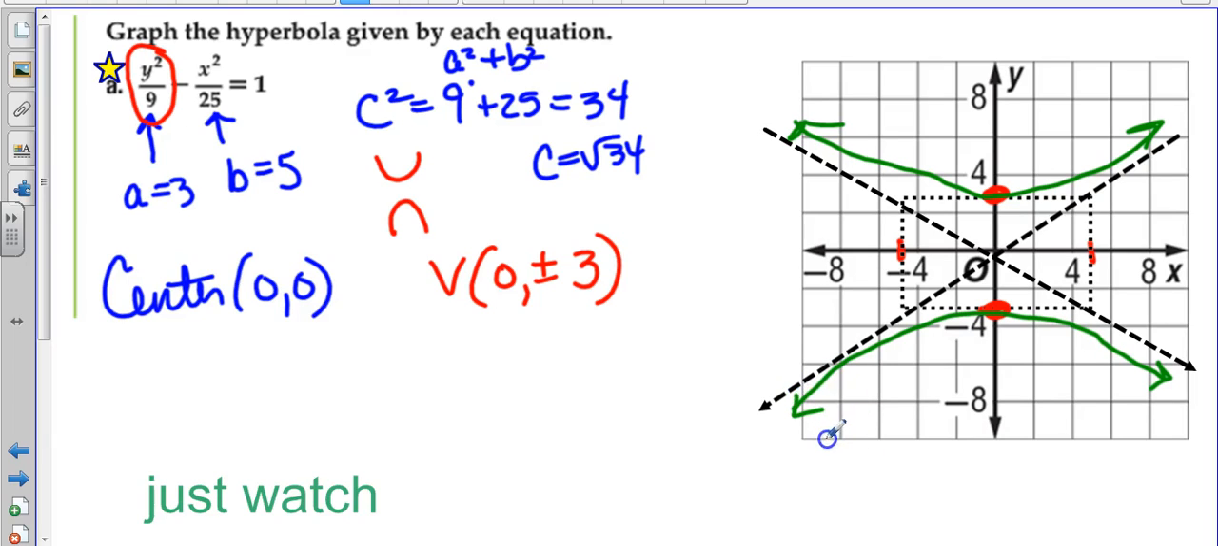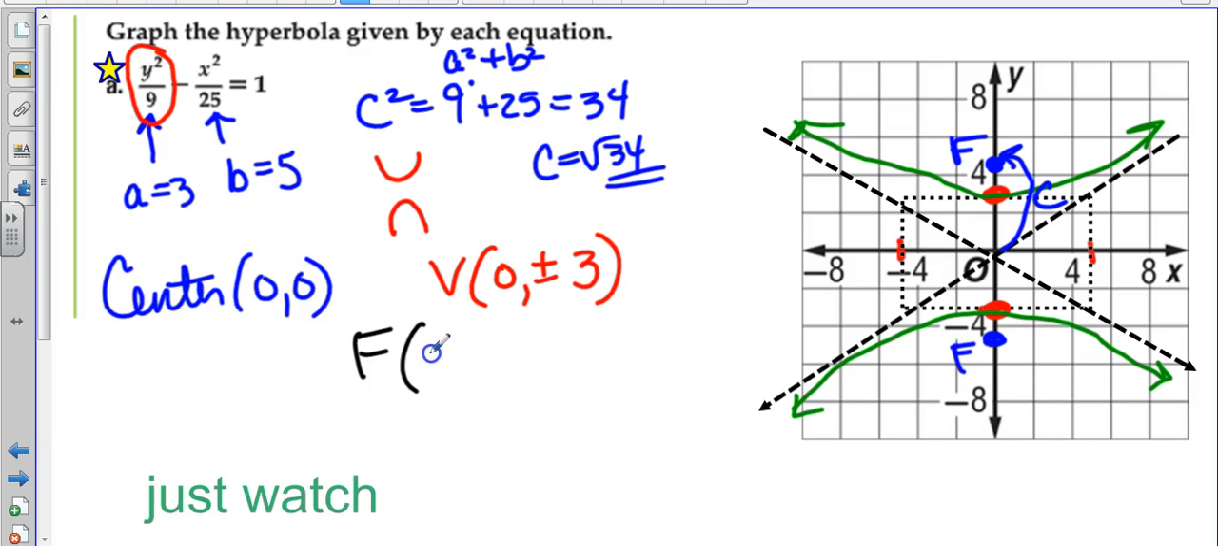Okay, I have the vertices and the center. What are the other things I have to do? Foci, which would be at, center's at 0, 0. C is the distance, always, guys, always, always, always, from the center to the focus point. How far is that? Yep. So the square root of 34 is just under 6. So somewhere out here, close to 6, is a focus point.